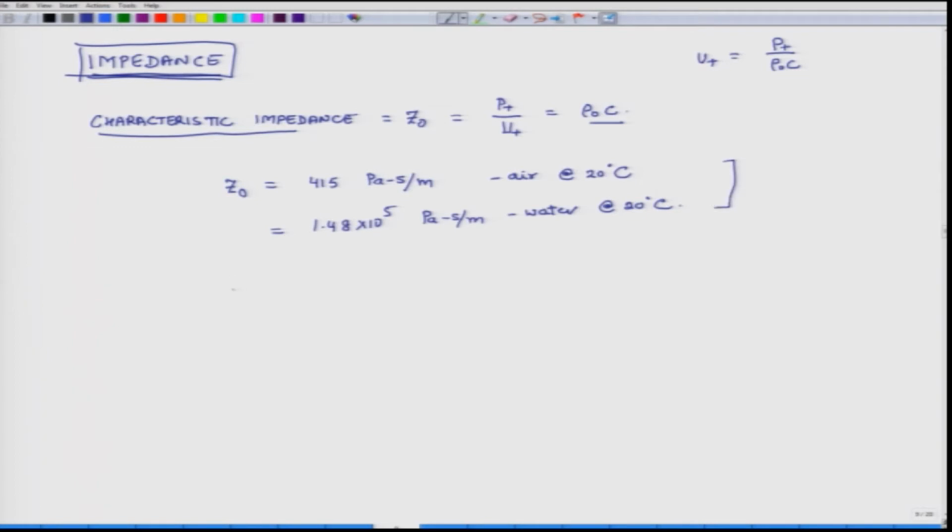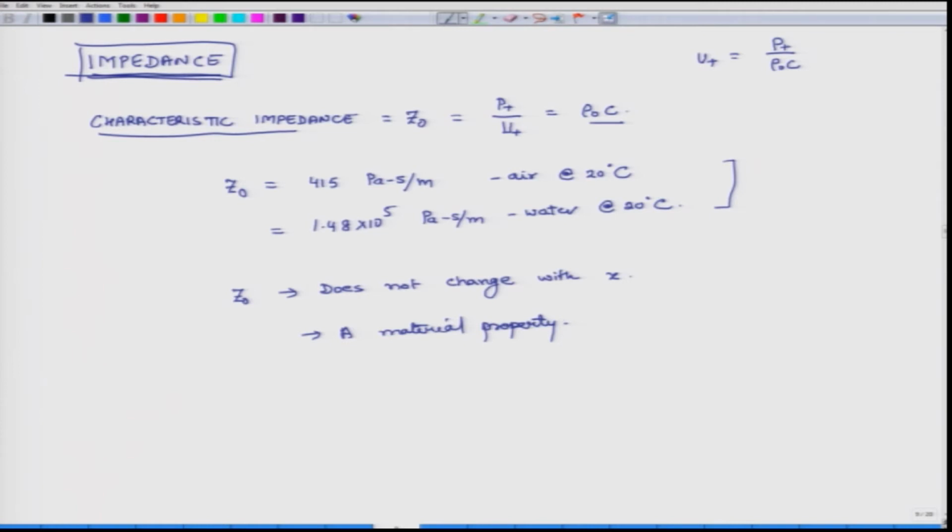Please note that Z naught does not change with x, it does not depend on x. It is a multiple of density and speed of sound in the medium. So, it is a material property, it is a product of density and velocity of sound.